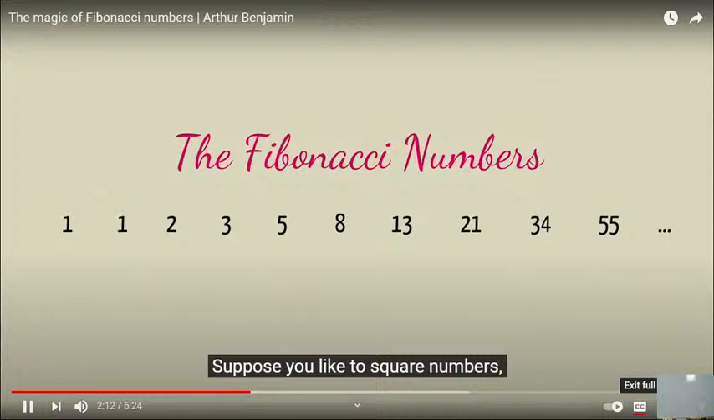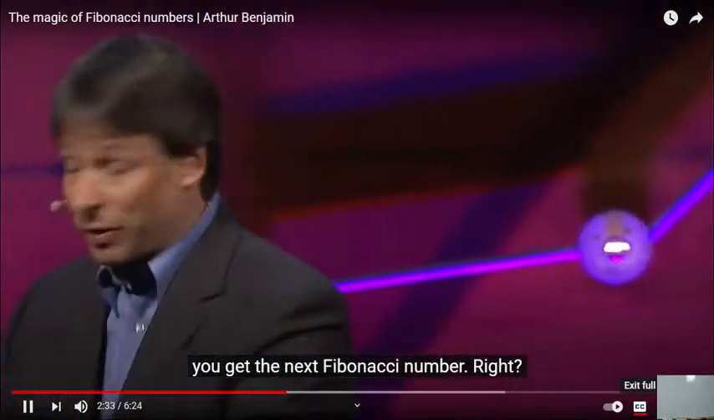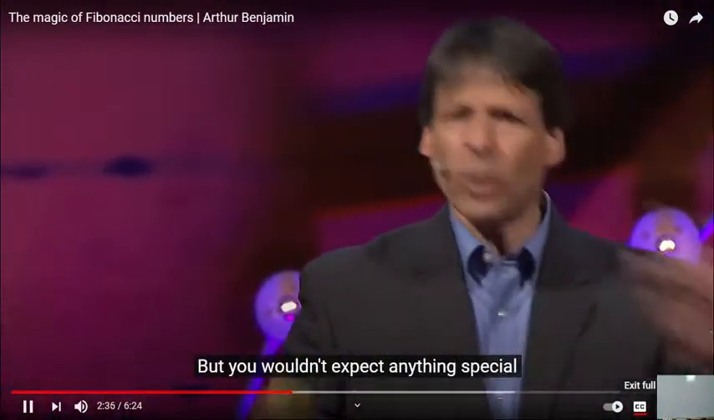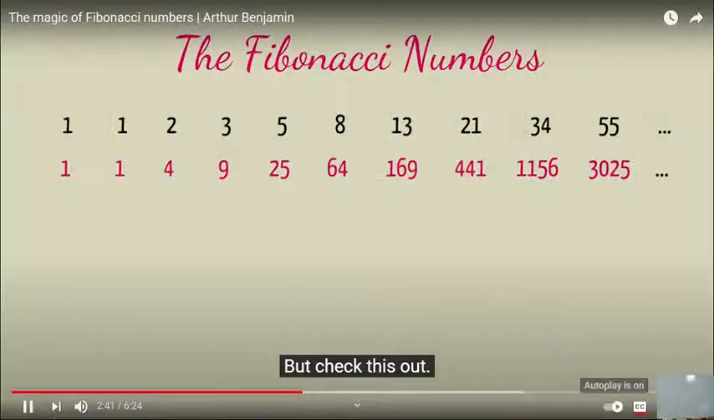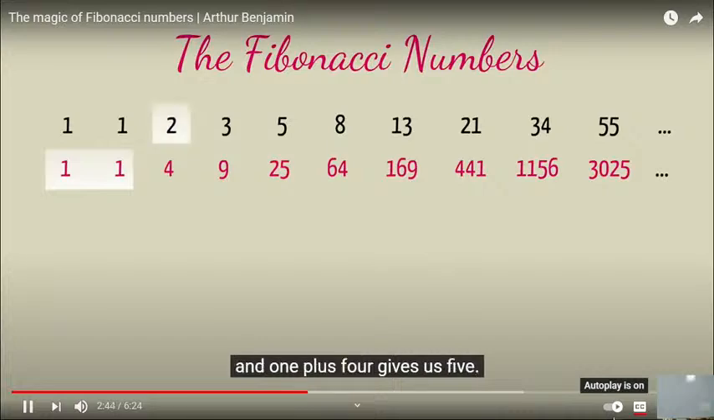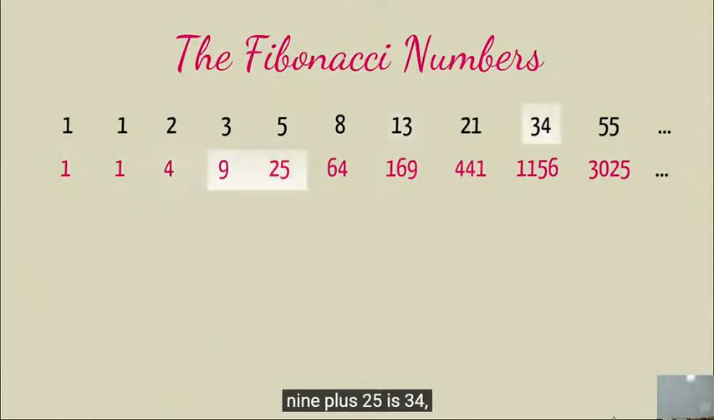Suppose you like to square numbers. And frankly, who doesn't? Let me show you. Let's look at the squares of the first few Fibonacci numbers. Okay, so 1 squared is 1, 2 squared is 4, 3 squared is 9, 5 squared is 25, and so on. All right, now, it's no surprise that when you add consecutive Fibonacci numbers, you get the next Fibonacci number, right? That's how they're created. But you wouldn't expect anything special to happen when you add the squares together. But check this out. 1 plus 1 gives us 2, and 1 plus 4 gives us 5. And 4 plus 9 is 13, 9 plus 25 is 34, and yes, the pattern continues.